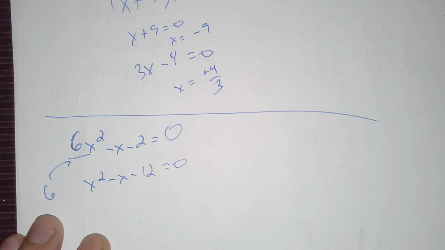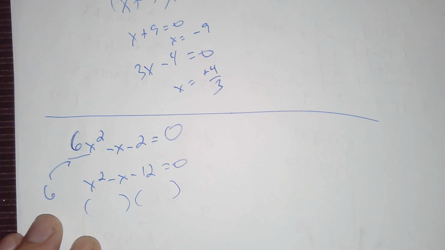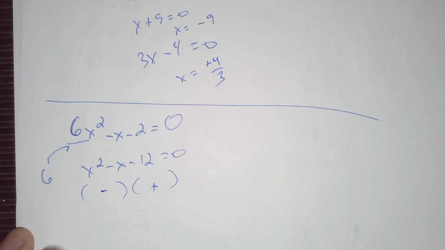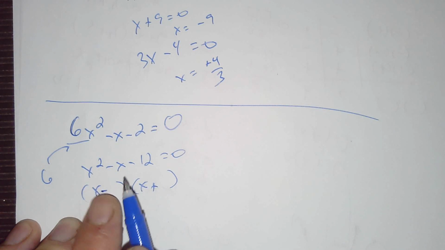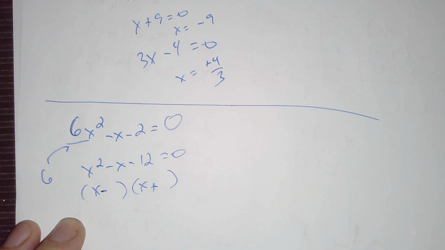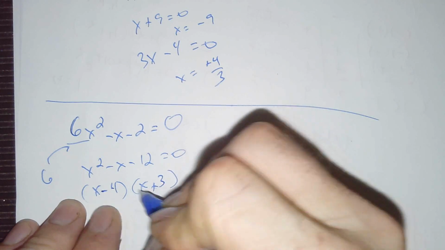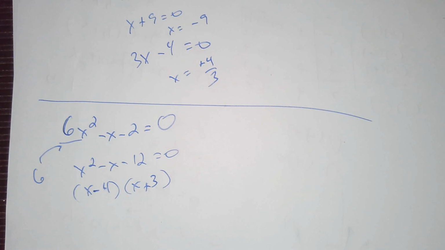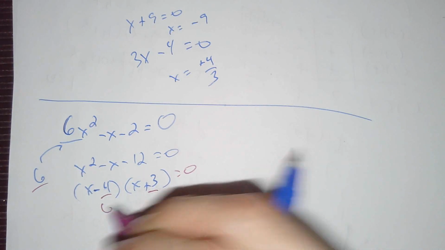Okay, now I need my parenthetical pair based upon the sign of b and c. That's going to be a minus and a plus, or a plus and a minus, it doesn't matter. Right, and x goes here. Now I need the factors of 12 that will make negative 1. Okay, so the factors of 12 that will make negative 1 are 4 and 3. I need 4 to be negative because if I add 3 to it, I end up with a negative 1. Now I divide, not both sides, but this equals 0, remember. I divide this by 6 and by 6.